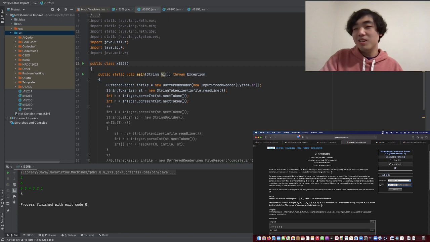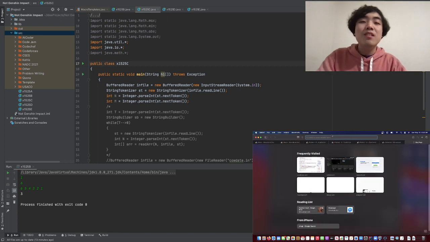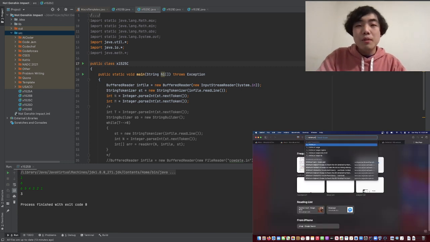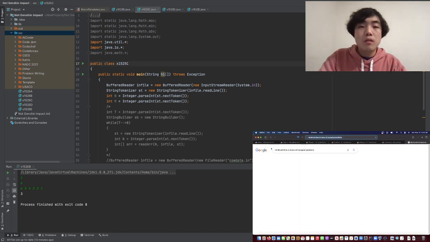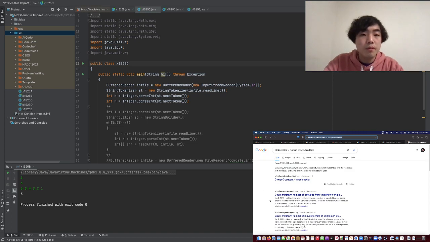Let's see if I can just Google this, see if I can save some time. Minimum time to move occupied... Okay, that's... No. That doesn't look like it's actually helping at all.